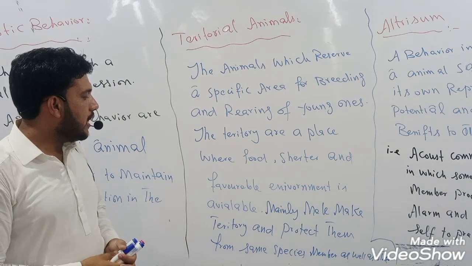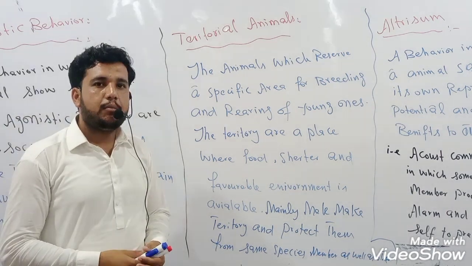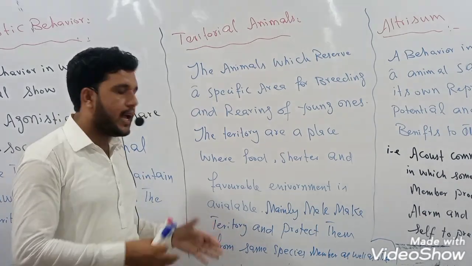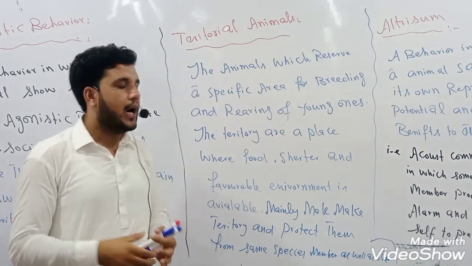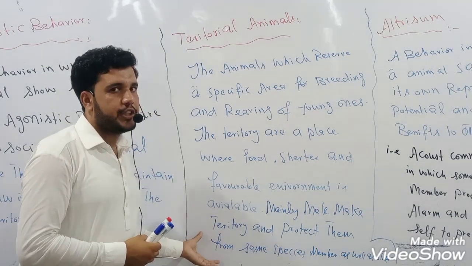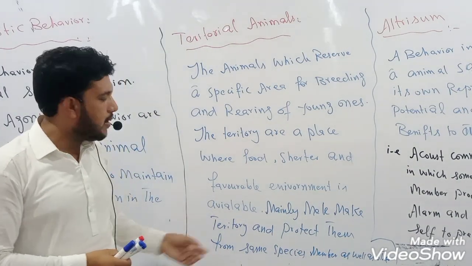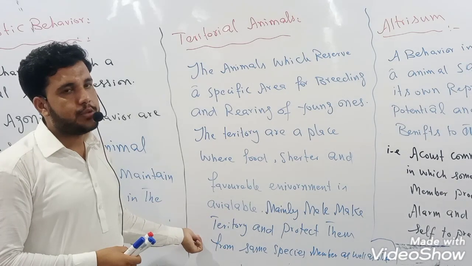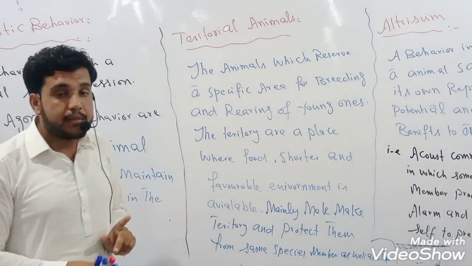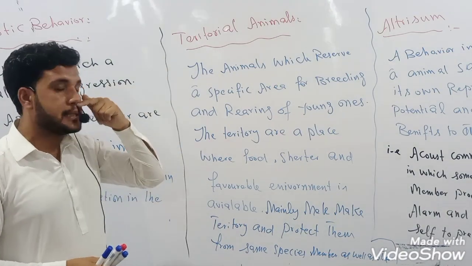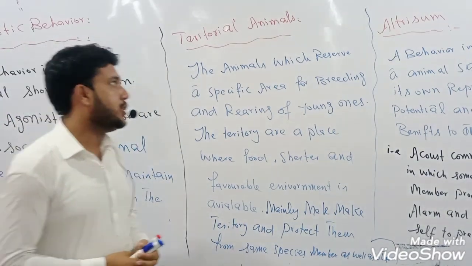Territories are formed for protection, to protect oneself from members of the same species or from members of other species. Territories are mainly formed by the male members of the species, and they protect this territory from males of the same species as well as other members of other species.